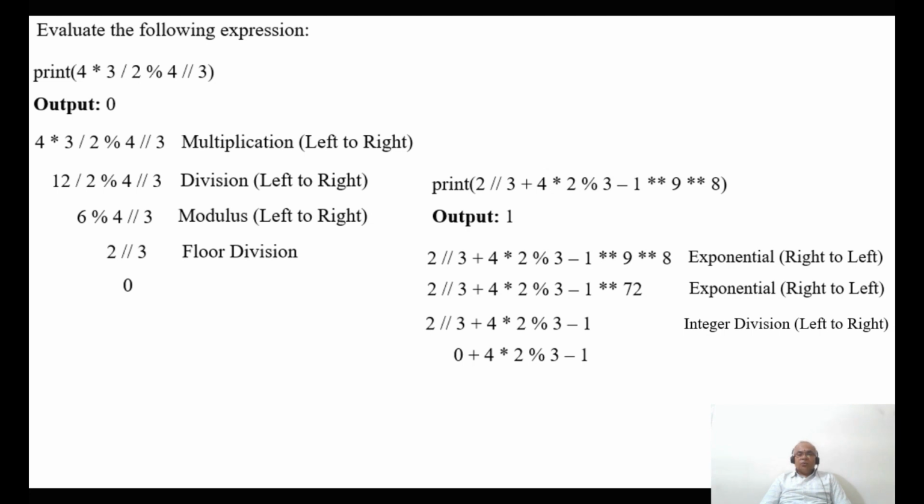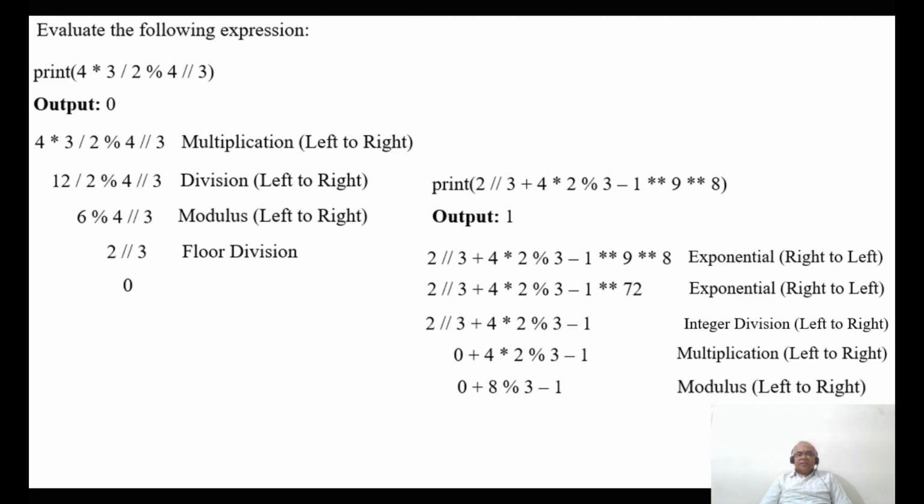0 plus 4 star 2 percent 3 minus 1. Multiplication and modulus have the same precedence, so again it is from left to right. 4 star 2 is evaluated first, giving 0 plus 8 percent 3 minus 1, that is 0 plus 8 modulus 3 minus 1. Plus and minus have the lowest priority compared to the modulus, so the modulus has to be considered here, again from left to right.